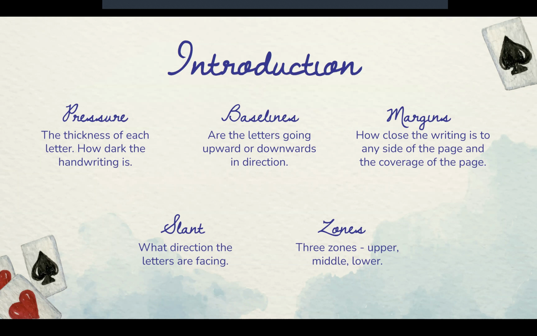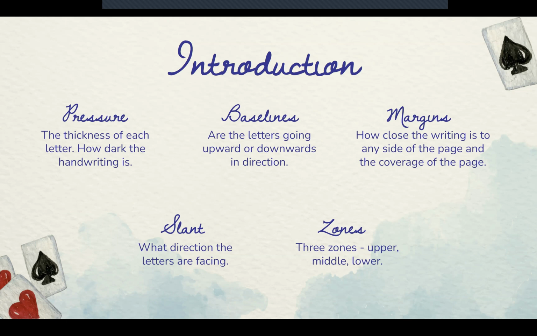The slant is which way the letters are facing. So you can write right slanted or you can write left slanted, and they tell various things about your personality or your mood. It is different from the baseline since the letters are not going upwards. The letters are slanted, but they're still on the same row.